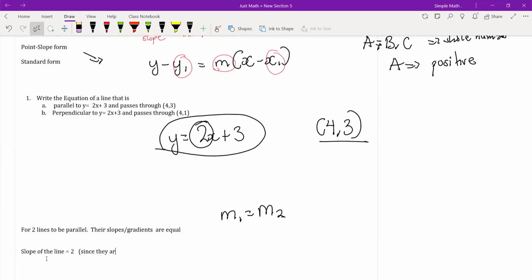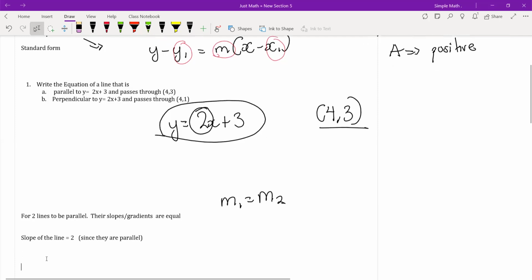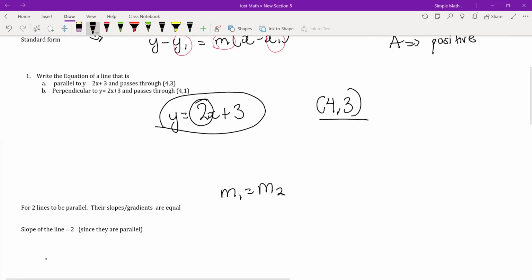So we can say the slope of the line equals 2, since they are parallel. If you're writing an exam, you can just write this so that the person looking at your work knows you understand what you're saying. It's not necessary, but the slope of the line is equal to 2, or you can say m2 is equal to 2, however you want to write it.